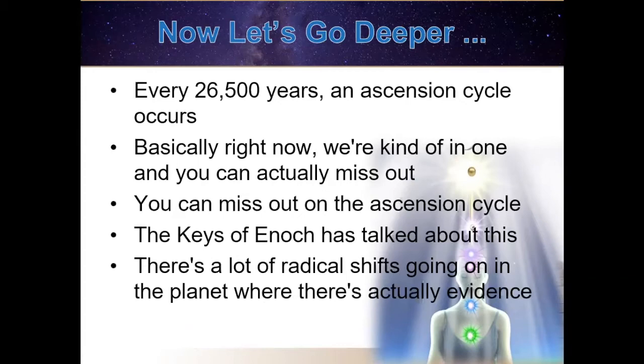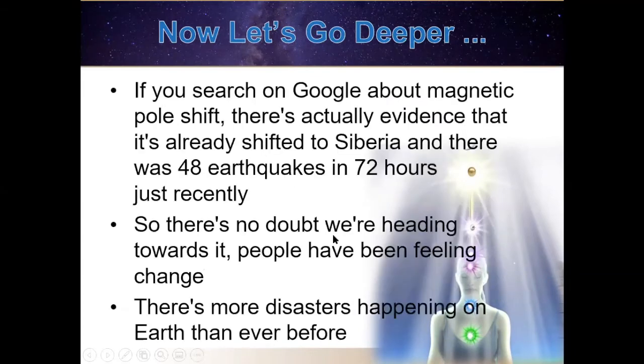So every 26,500 years, an ascension cycle occurs, as we've mentioned. Basically, right now, we're kind of in one, and you can actually miss out on the ascension cycle, as we've talked about. The Keys of Enoch has talked about this. And there are a lot of radical shifts going on on the planet. So Google about magnetic pulse shift. There's actually evidence that it's already shifted to Siberia, and there were around 48 earthquakes in 72 hours. I forgot to change that, but it happened sometime last year.